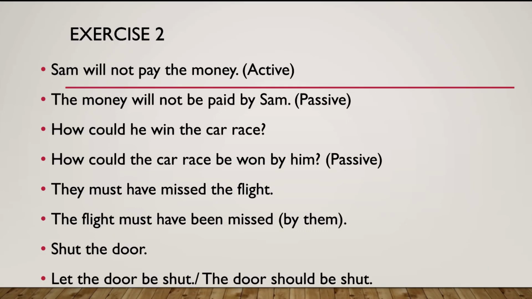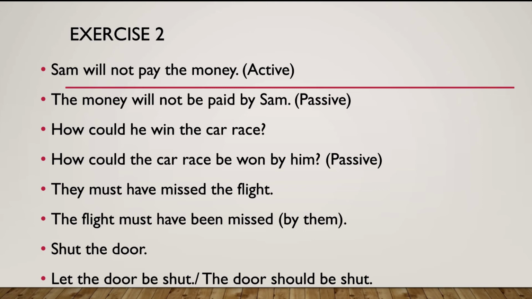The next sentence is, Sam will not pay the money. Yes, in this sentence we have the future simple. And Sam is the subject, will not pay is the action or verb, and the money is the object. So what will we do first? Yes, we will take up the money, that's the object, and we will place it as the subject of the passive voice, the money. Now what will be the next change? Yes, verb form, will not pay. Yes, this sentence is in the negative form. So the verb form will be, will not be paid.